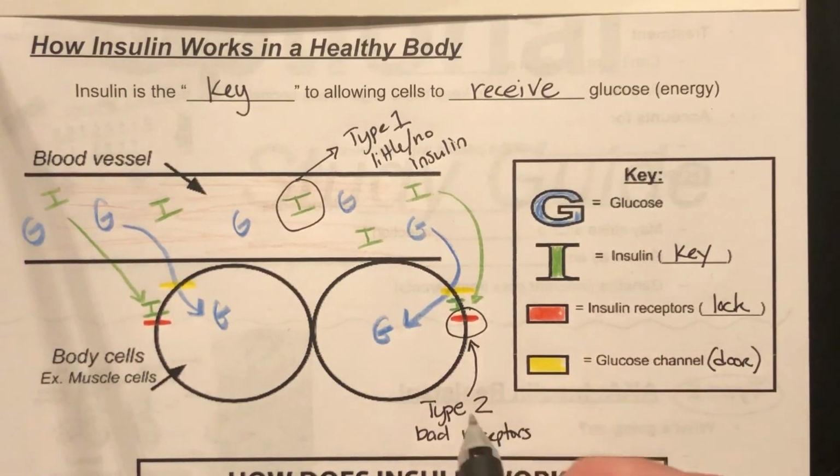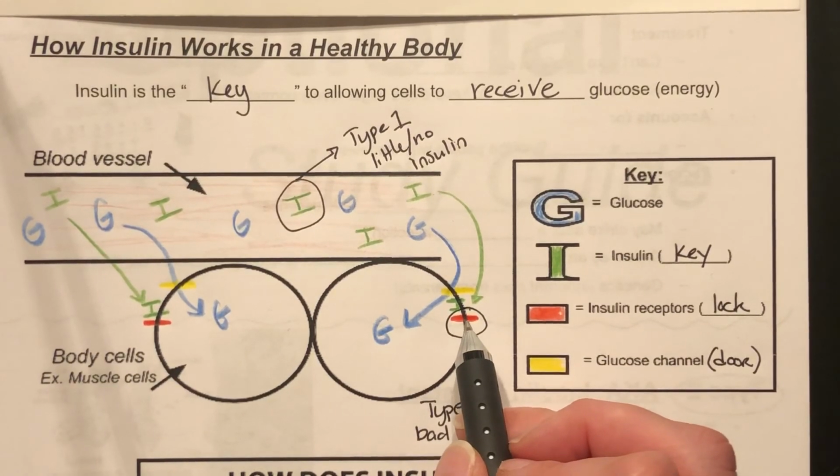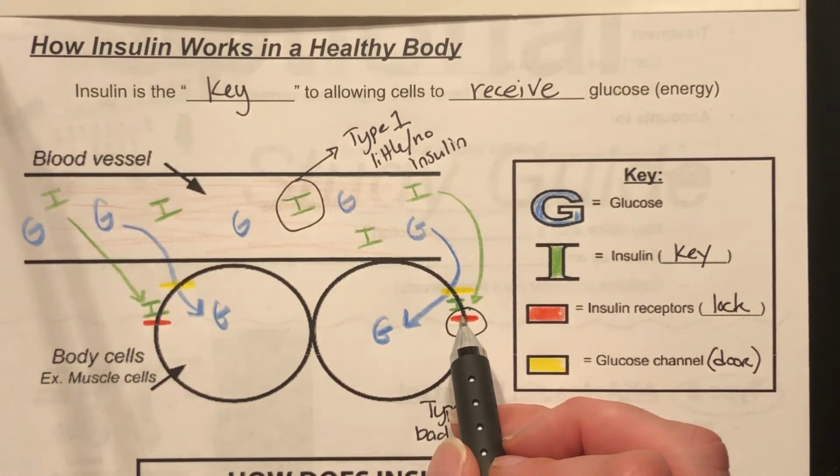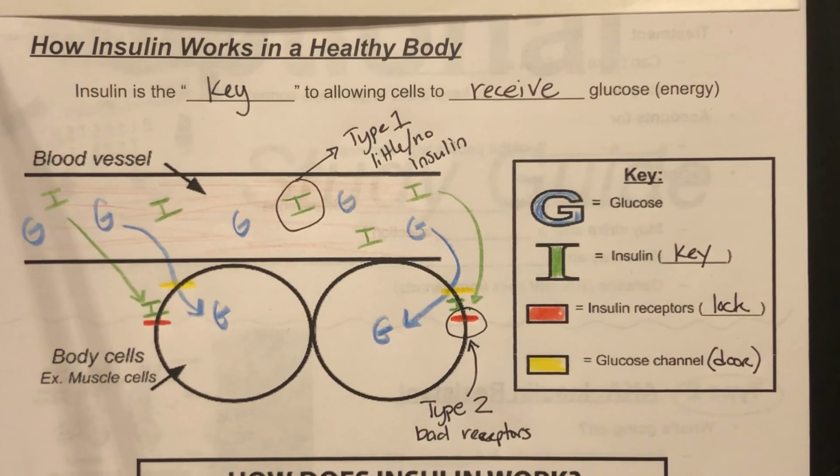So imagine putting gum into a lock. You wouldn't be able to get the key in the lock if there was gum in it. So that's kind of what's happening with a lot of cases of type 2 diabetes.